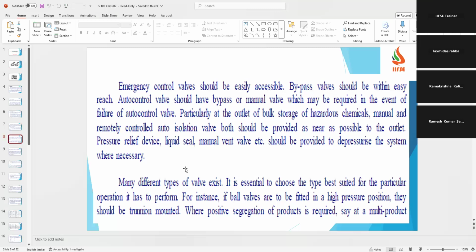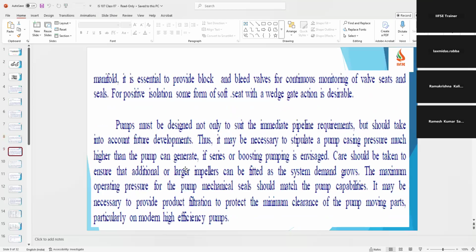Many different types of valves exist. It is essential to choose the type best suited for the particular operation it has to perform. For instance, if ball valves are to be fitted in a high pressure position, they should be trunnion mounted, where positive segregation of products is required, say in multiple products. So it is about the design itself, where we can identify the different types of valves required at the specific positions.